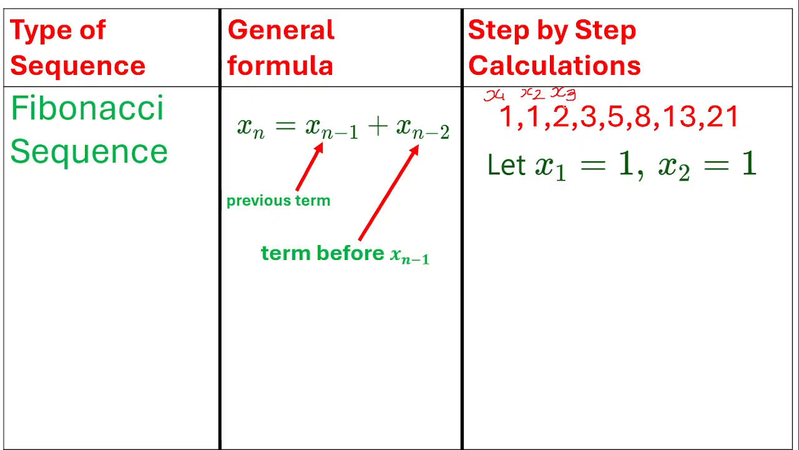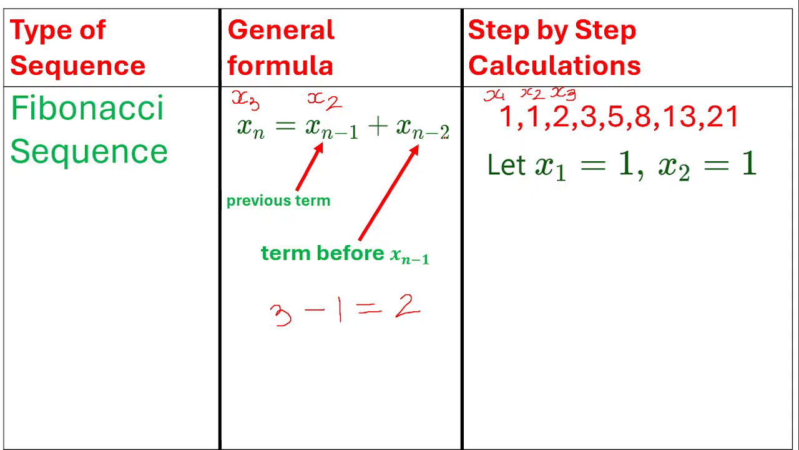So if this is x_3, that means n is going to be equal to 3. This is our nth term. So in order for us to get what x_3 is, we have to do x_(n-1). Now, n is 3, so what is n minus 1 if n is 3? Well, n minus 1, if n is 3, that's going to be 3 minus 1. And what is 3 minus 1? 3 minus 1 is 2. So that means that x_2 is going to be the term before x_3.